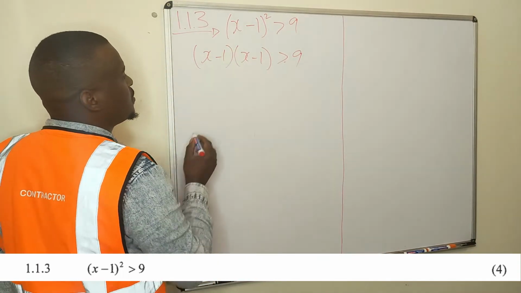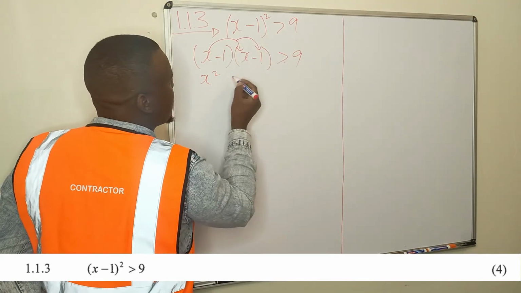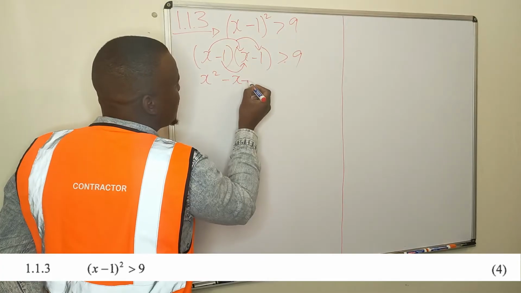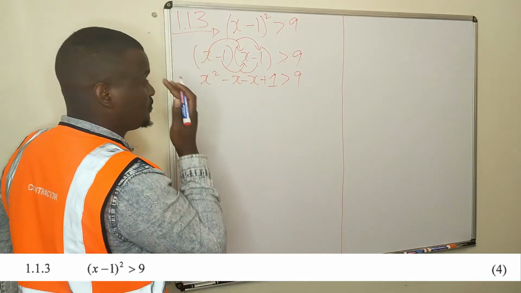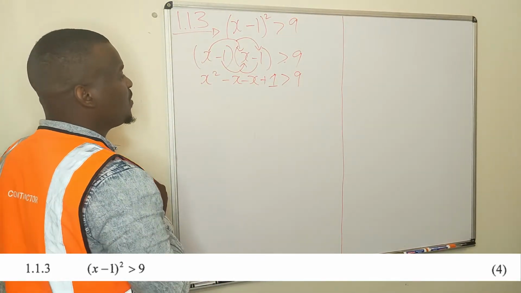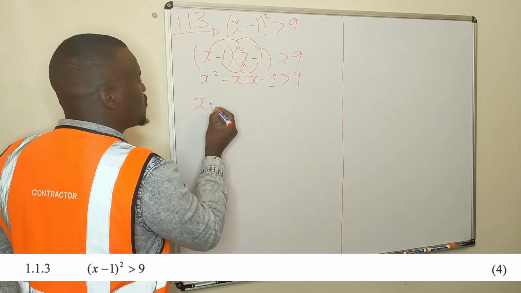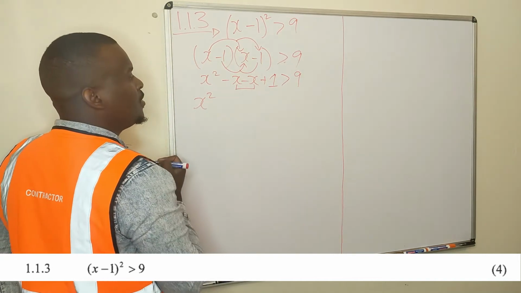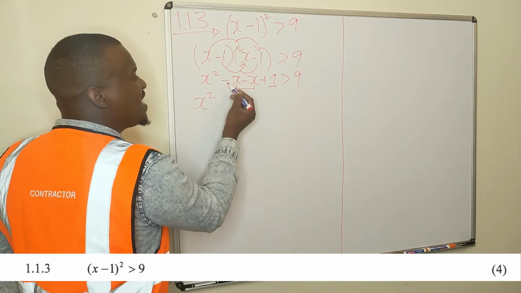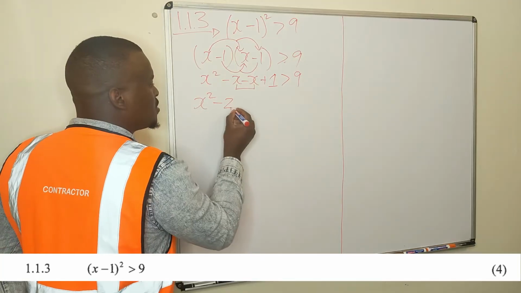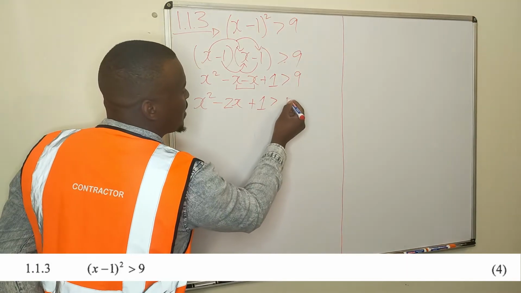Then expand this. This times that is x squared. This times that is minus x. This times this is minus x. This times that is plus 1, which is greater than 9. So you simplify. x squared is on its own. There's no other x squared term. Then these are of the same group, so you can add them. Minus x plus minus x is minus 2x, plus 1 greater than 9.